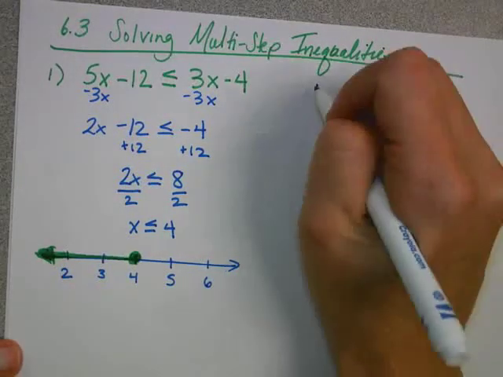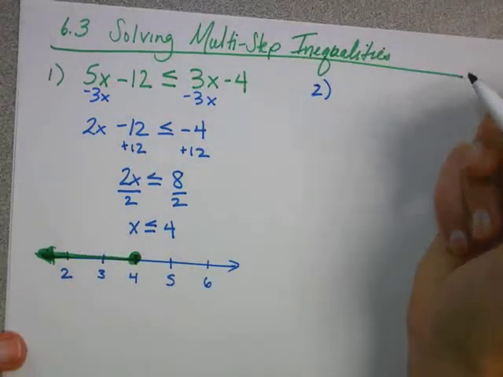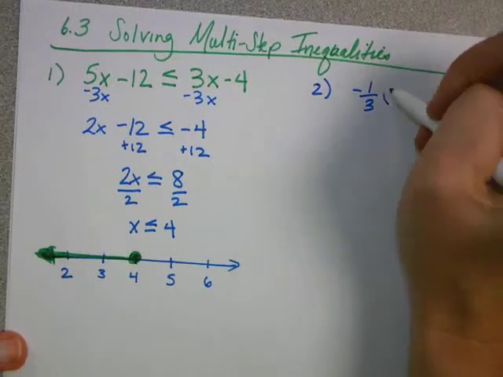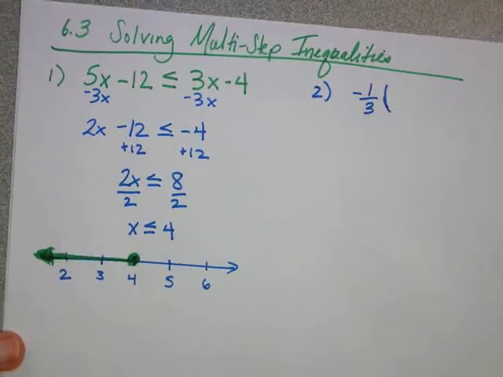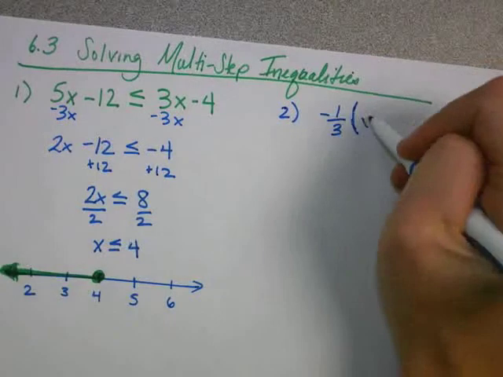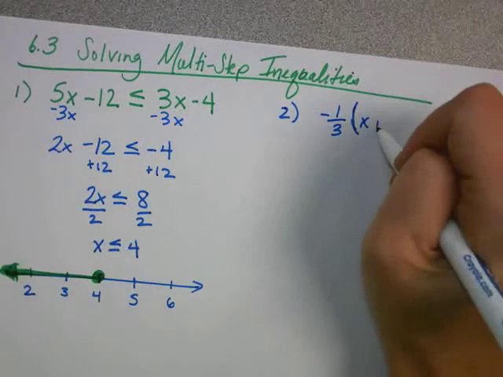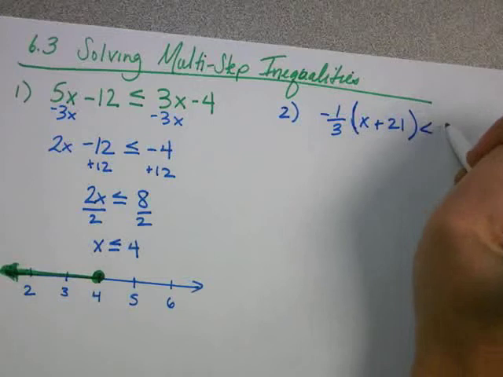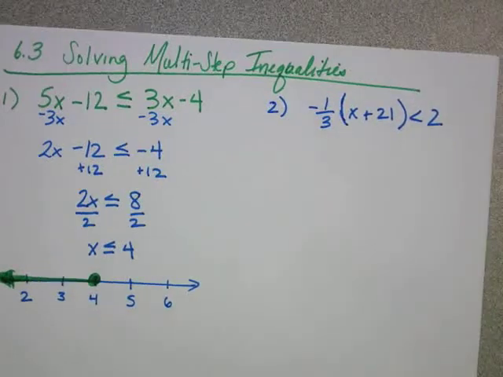Okay, so I'm going to give you one to practice on your own. It's negative 1/3 times the quantity of x plus 21 is less than 2. Okay, so go ahead and solve for x and then graph your inequality symbol. Pause the video and go ahead and do that.